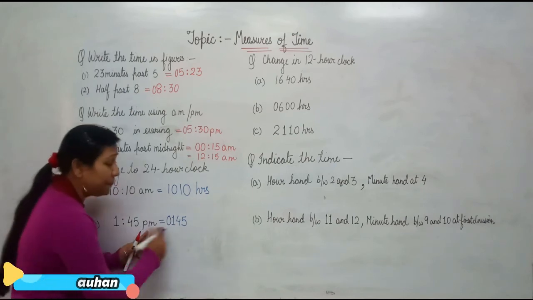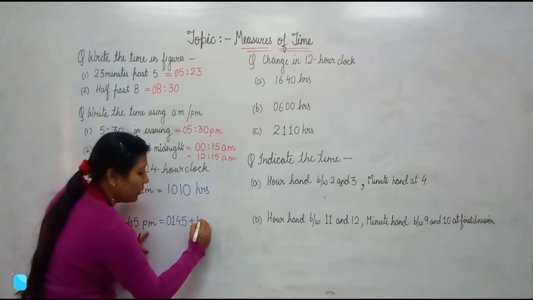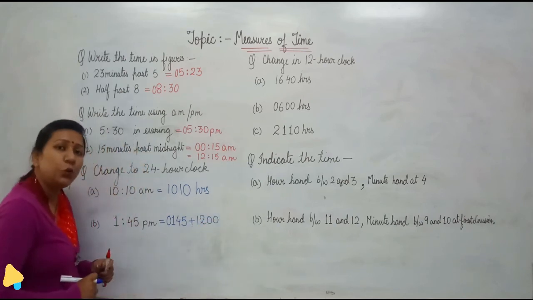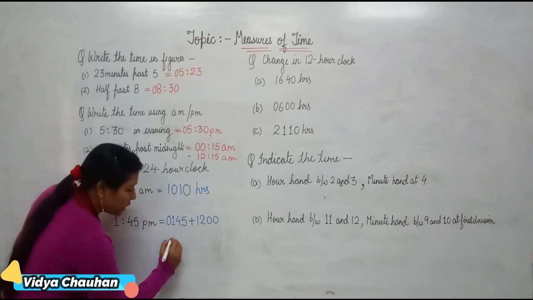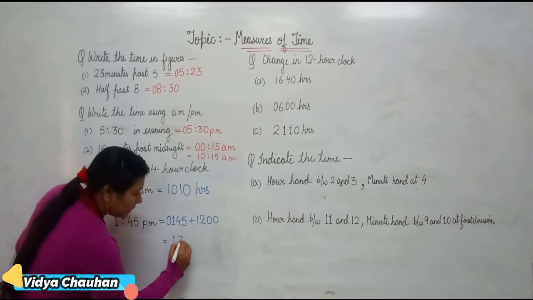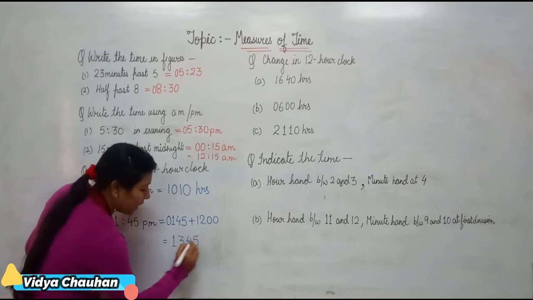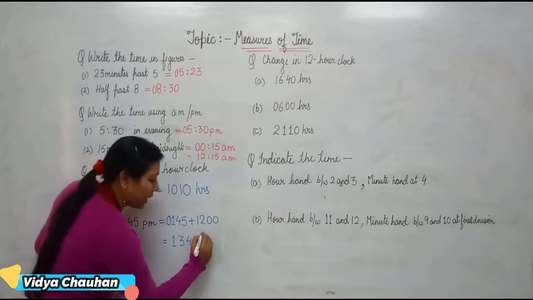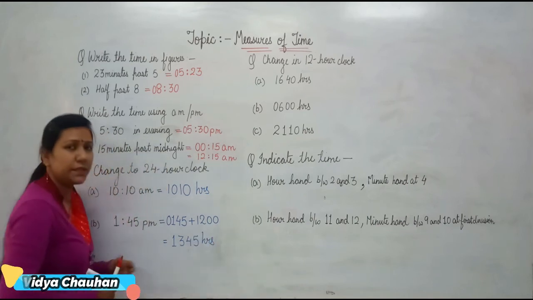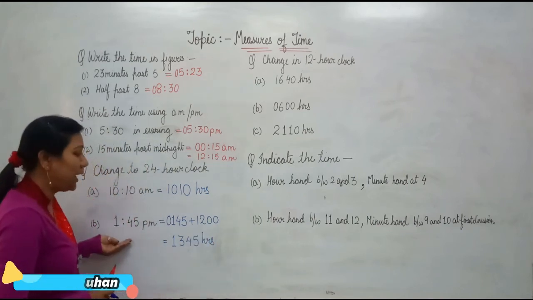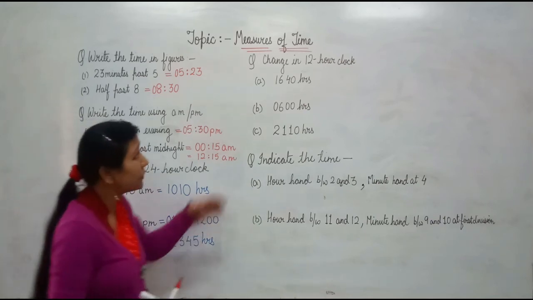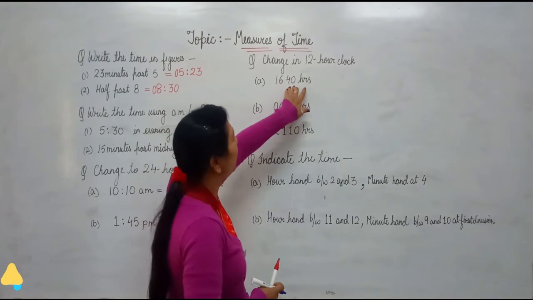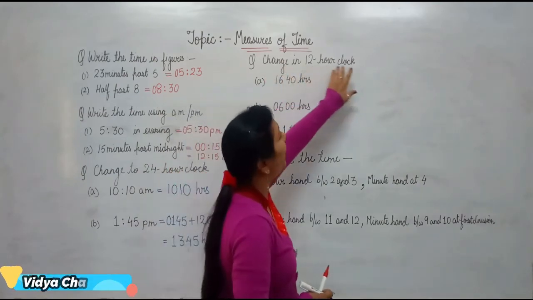And just because it is PM, to convert this into 24-hour clock, we will add 1200 to this. So what will be the sum of these two values? It will become 1345. That means 1345 hours. This is the conversion from 12-hour clock to 24-hour clock. Understood?